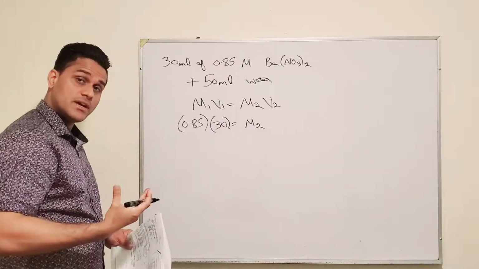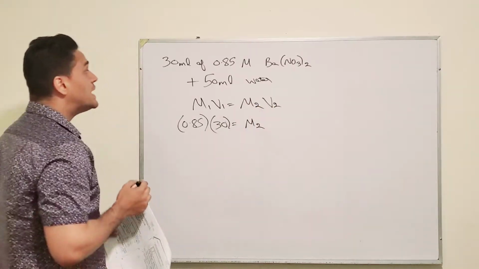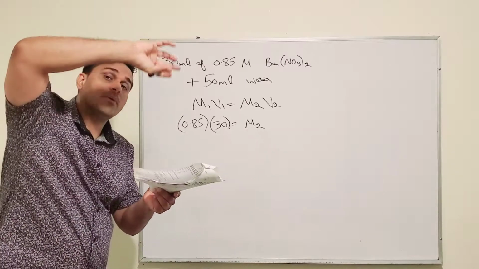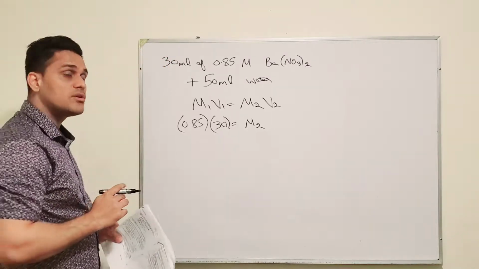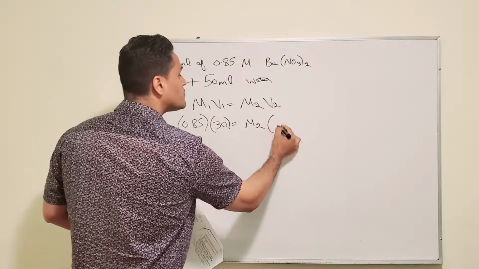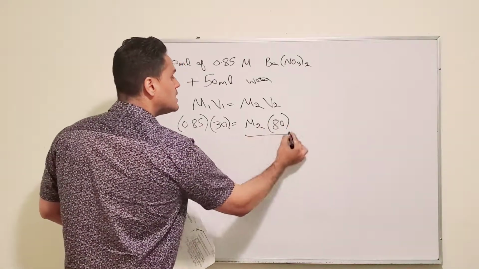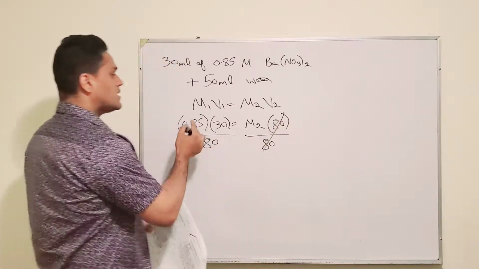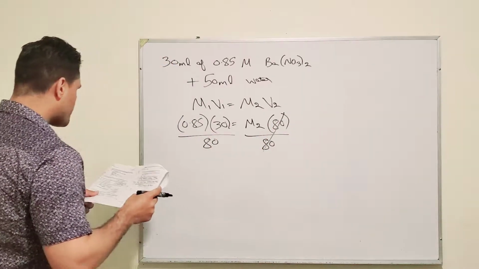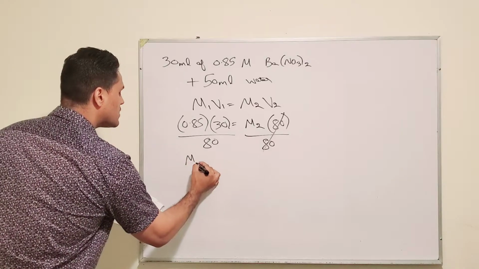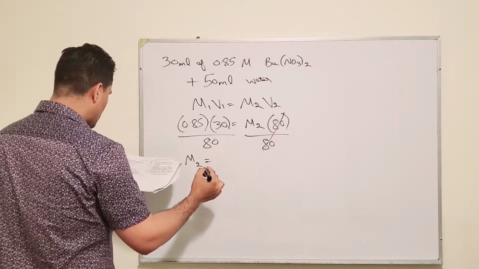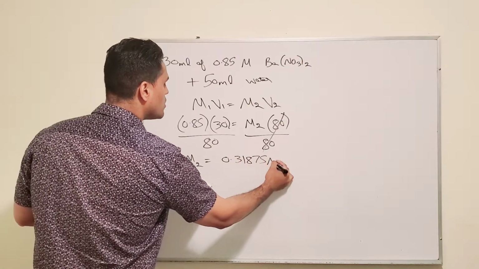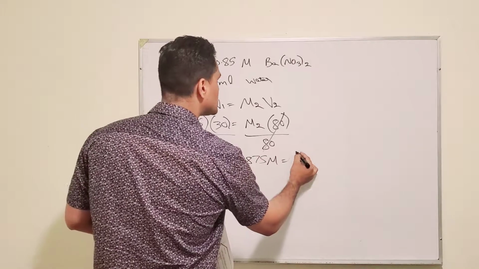For M2, that's my final concentration. That's what we're trying to find. Our V2 is the final volume. Now guys, I had 30 ml and I added 50 ml on it. So what's my final volume going to be? 30 plus 50, which is 80. You're going to divide both sides by 80. You're going to punch it in your calculator. And if you've done that correctly, this should give you 0.31875 molar.